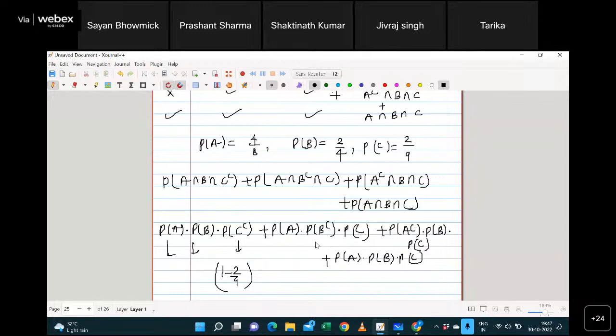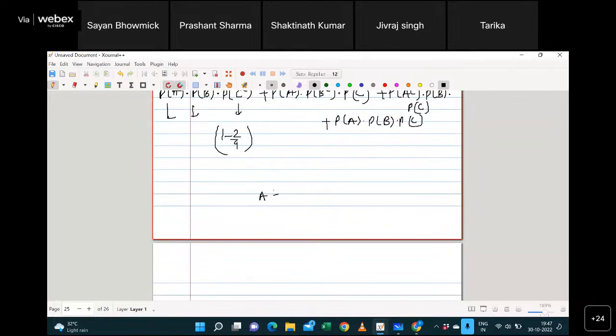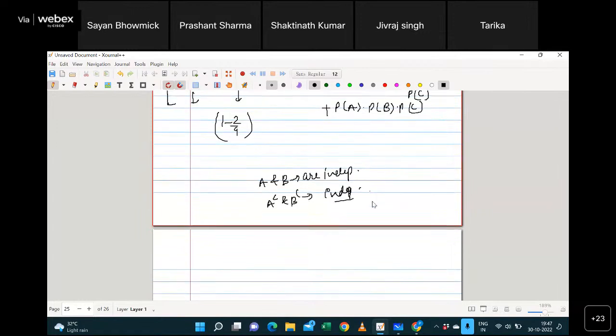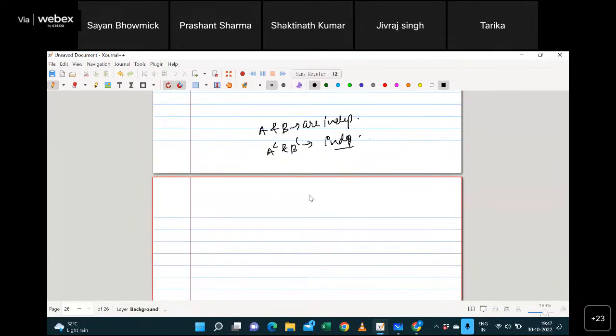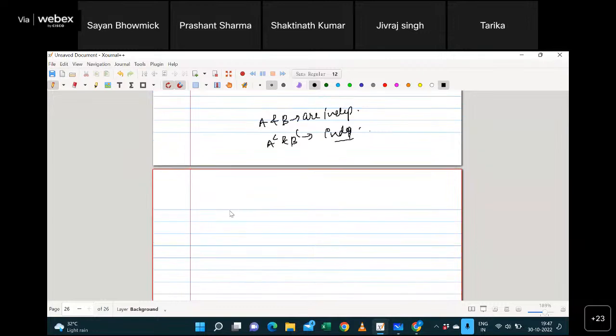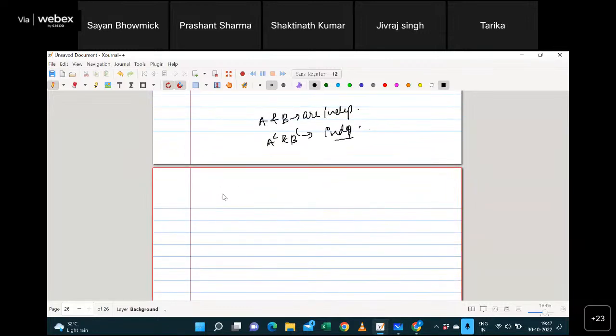And you know, if for any events A and B are independent, then A complement and B complement will also be independent. These things, you know, or should I derive? Yes, sir, please derive it. Okay, so A and B are independent.